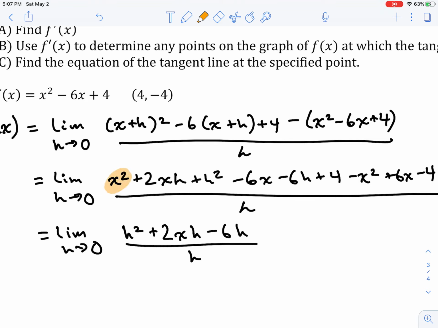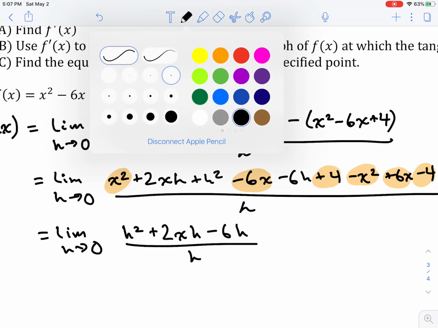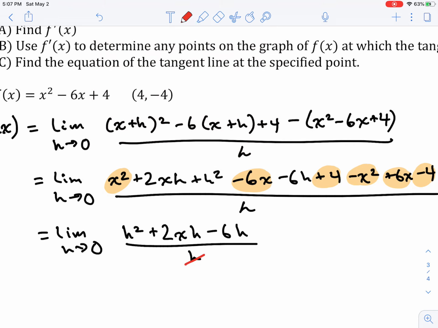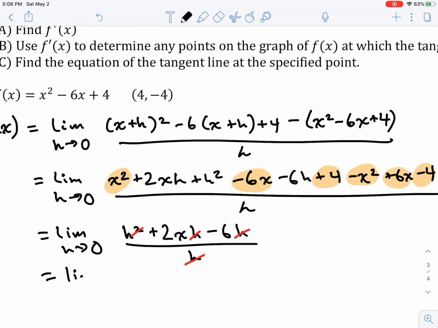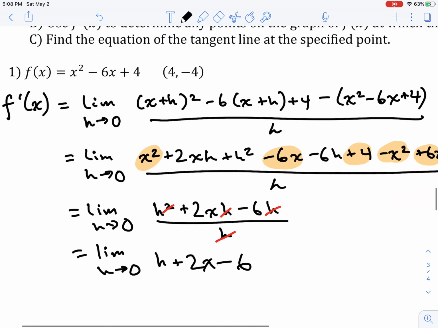And let me just make sure that I clean that all up correctly. So we had that x squared, negative x squared. We had a negative 6x and a positive 6x. Positive 4, negative 4, and I think I got all of them. All right, cool. So now I see that there's an h in both the numerator and denominator, so I'm going to divide all of those out. And what we're left with is the limit as h approaches 0 of h plus 2x minus 6.